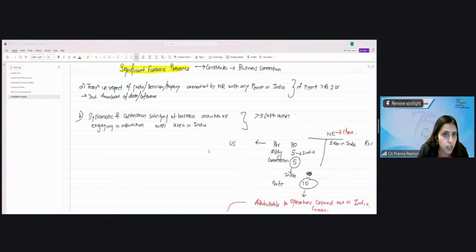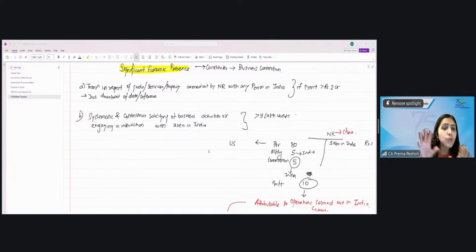Now, in all these cases, whether you have a business connection or significant economic presence here in India, only the income which is attributable to that transaction shall be deemed to accrue or arise in India. Not all the income. Let's say if my sales value is 100 rupees, my profit is 50 rupees. Not the entire profit will be taxable in India. Only the portion of that profit which is earned in India because of the activities carried out in India will be deemed to accrue or arise in India.